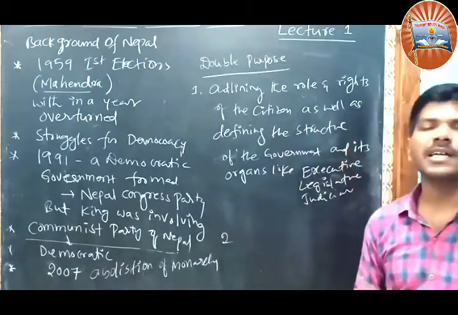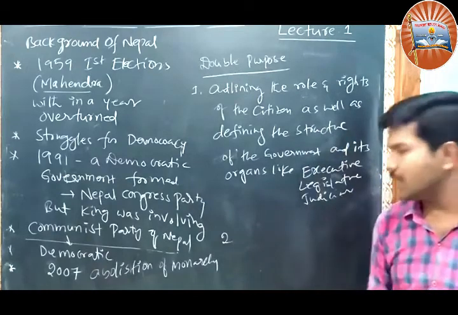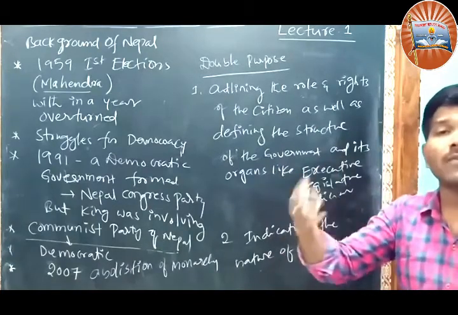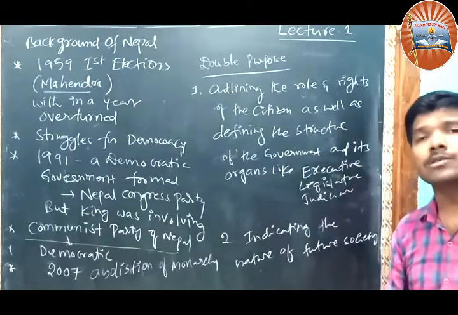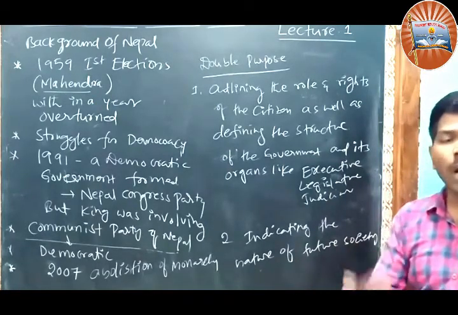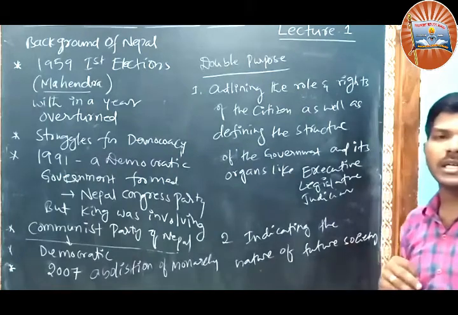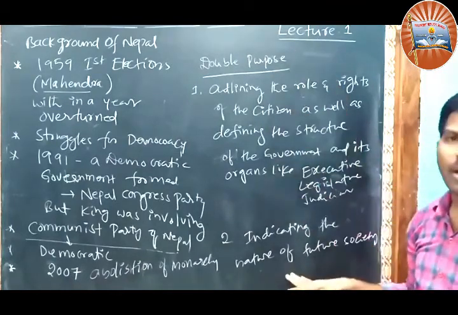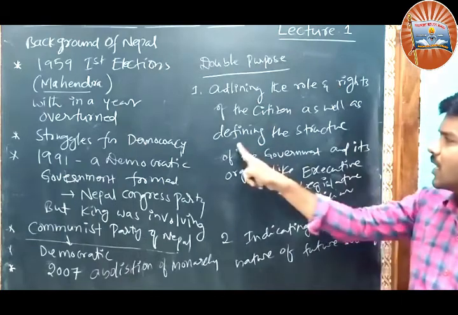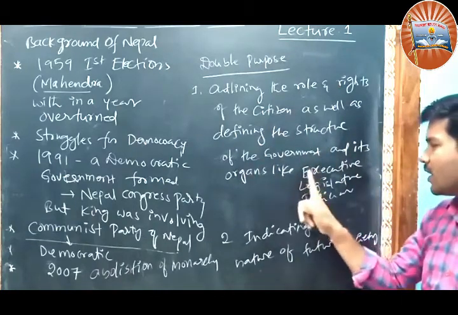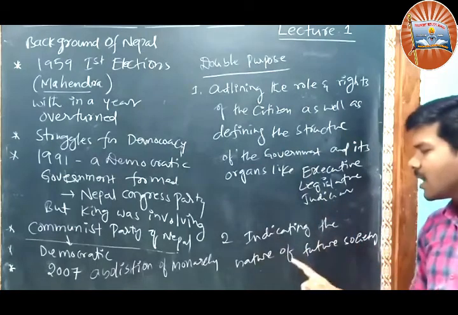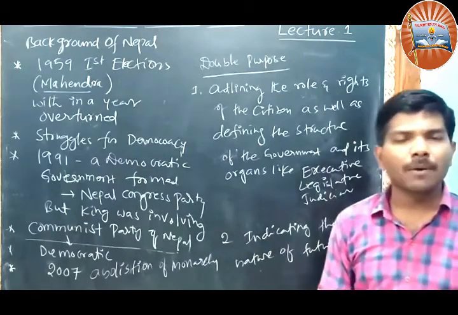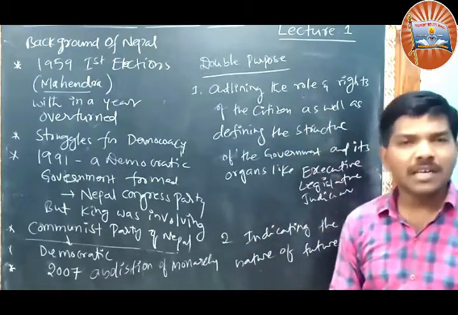The other side of the constitution indicates the nature of the future society. In the future, what kind of problems will come and what the solutions are can also be given to us. With joint effort, the state and society can provide a better future. So this is the double purpose of the constitution: outlining the role and rights of the citizen as well as defining the structure of the government and its organs, like executive, legislature and judiciary; and on the other side, indicating the nature of the future society. What kind of future will there be in the upcoming days? That nature can also be decided.